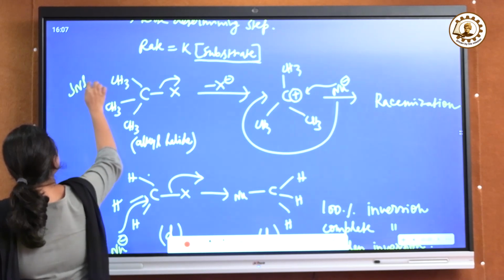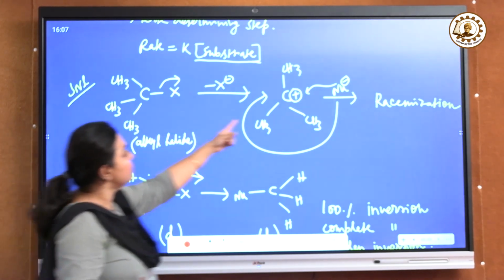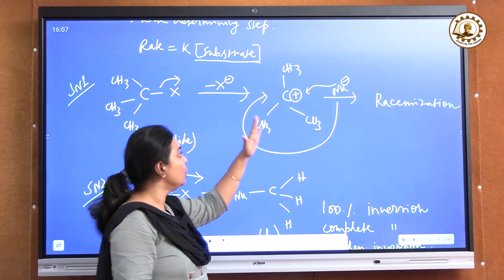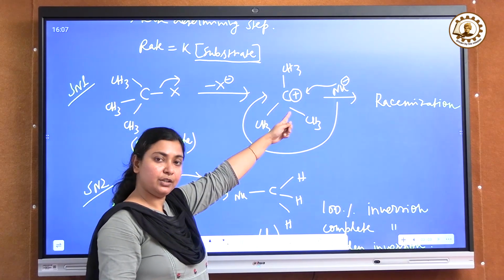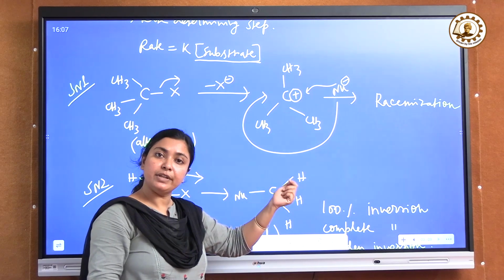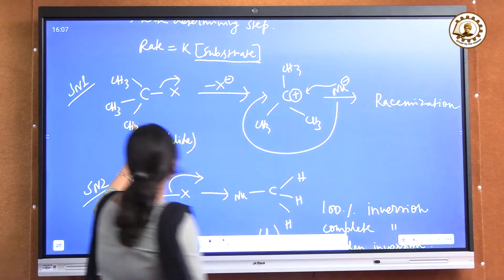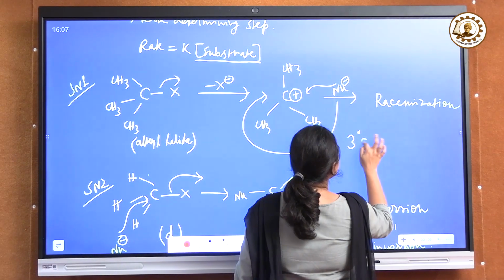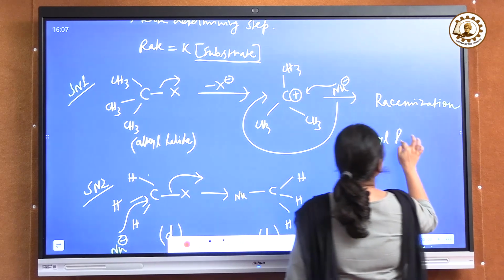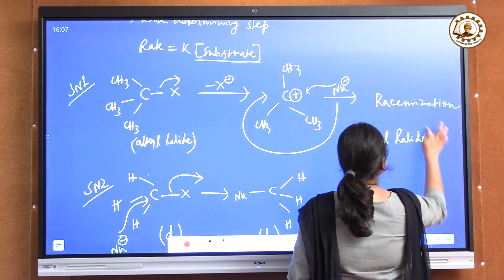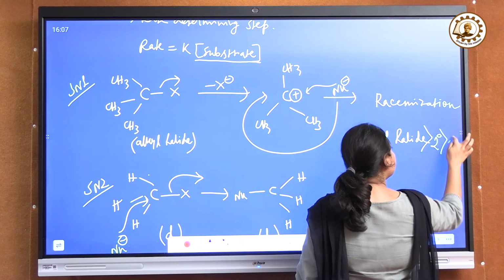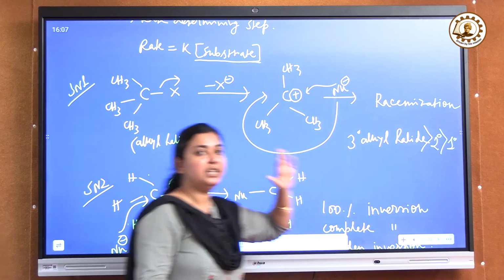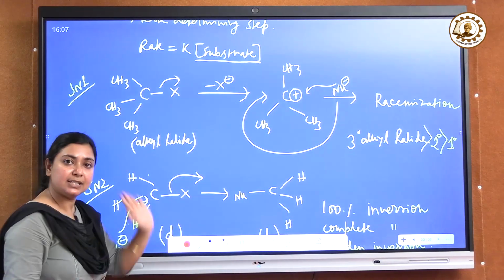Here, as you can see, in case of SN1, carbocation formation is the most important and rate determining step. So the stability of the carbocation will increase the rate of SN1 reaction. That means the most suitable substrate for SN1 is 3-degree alkyl halide, greater than 2-degree alkyl halide, greater than 1-degree alkyl halide. So 3-degree alkyl halide would be the most suitable substrate for SN1.